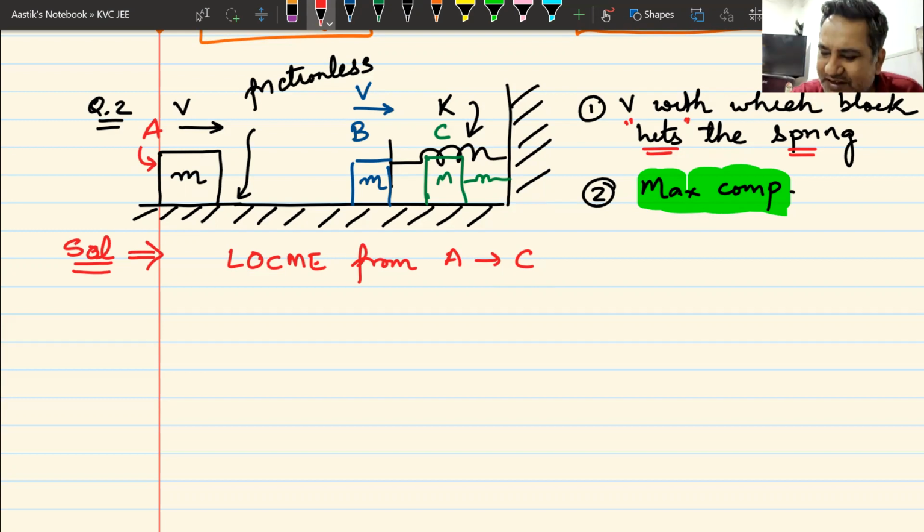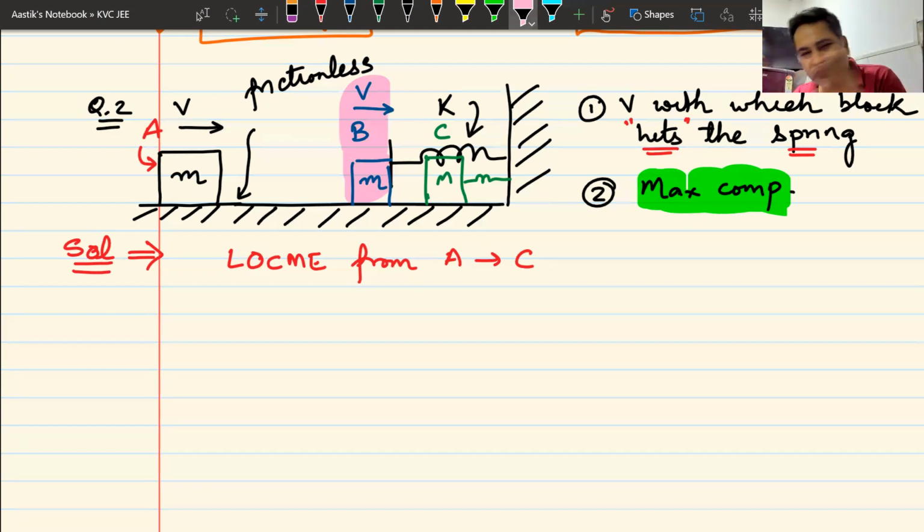Now, this point B I created only for academic purposes, to make you understand that the block hits the spring with the same velocity. Such a question hardly comes. I will not ask you with what velocity the block hits the spring. So let us take point B out, because I don't want to create a point in between that causes confusion. Remember, JEE is an exam of time. You have to do the problem in the given time. If you can't, it is useless.